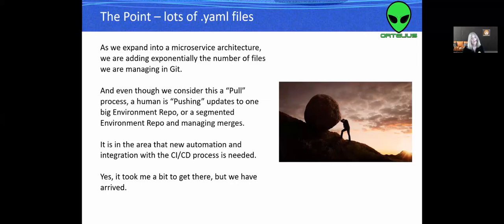And in our world of automation in the CI/CD pipeline discussion, we don't want to do things manually. We want to automate everything. And while the actual deployment, once we get the YAML file updated into the correct Git repository, is automated, the process of getting it to that point is manual. So yes, it took me a bit to get there, but now we've arrived in my discussion about how we need to and why we need to automate more of the GitOps process. And now I'm going to talk about how.